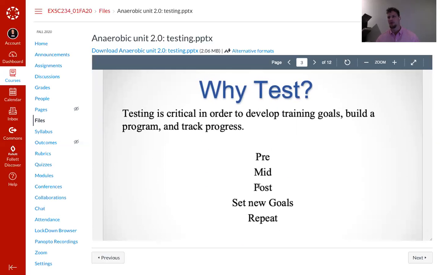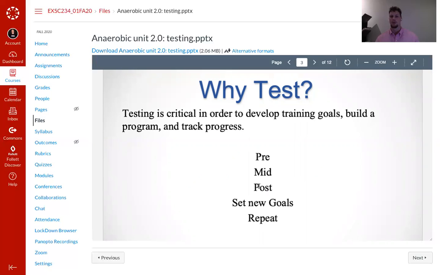We test to find a baseline. So if a new client comes to you, you've got to figure out where they are. You need to develop goals. So if they tested at X strength and they want Y strength, then you can help build a program. Building a program, evaluating progress, also testing the program's efficiency. So put simply, it's to develop training goals, build a program, and track progress.